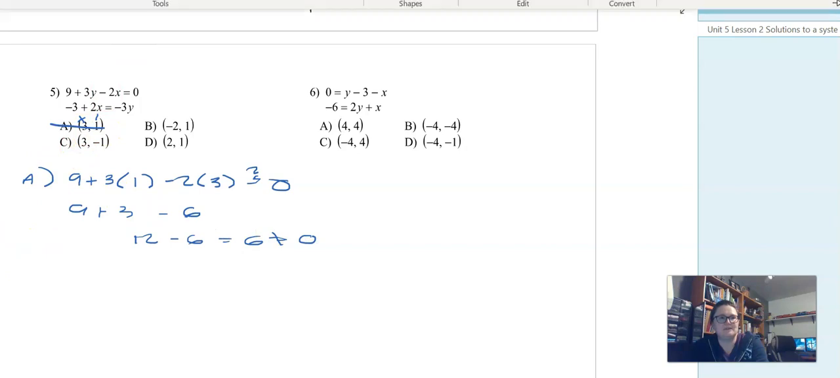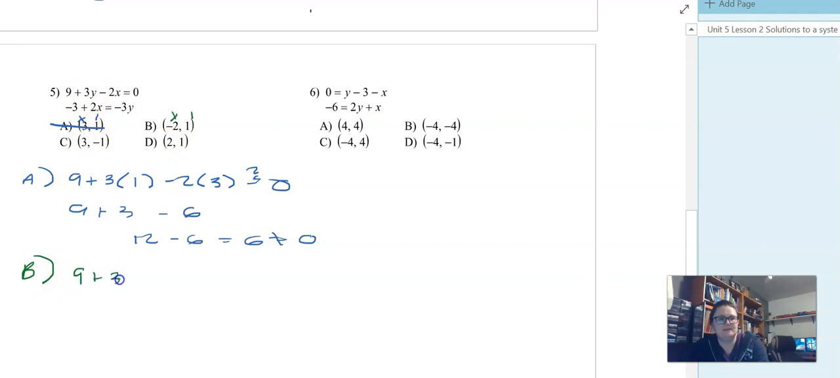Okay, let's try B. So I'm going to put negative 2 for x and 1 for y. So I've got 9 plus 3 times 1 minus 2 times negative 2. Does that equal 0? You could check the second equation first, but actually these ones that equal 0 are a little easier to check. So that's going to be 12 again, minus 4, which is not going to be 0. It's going to be 8. So B doesn't work. So now we've got to try C.